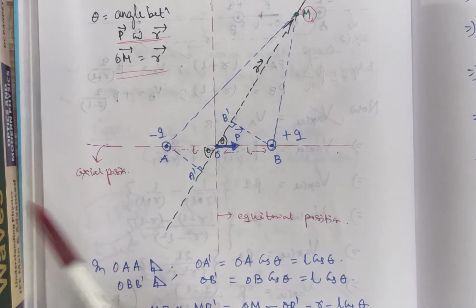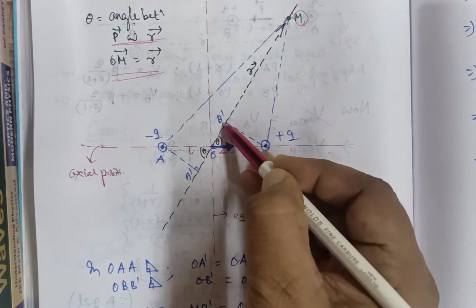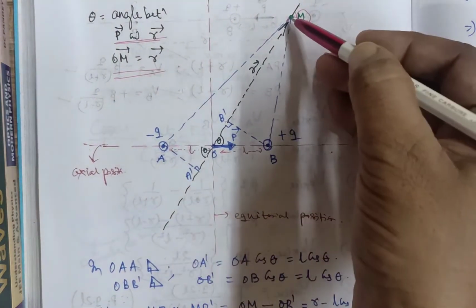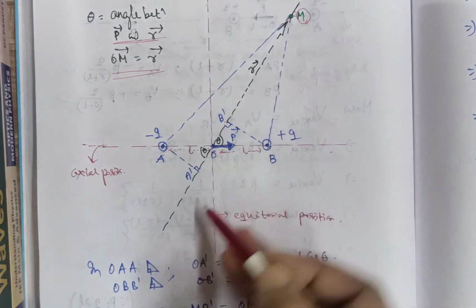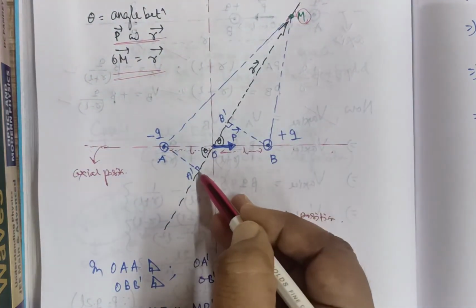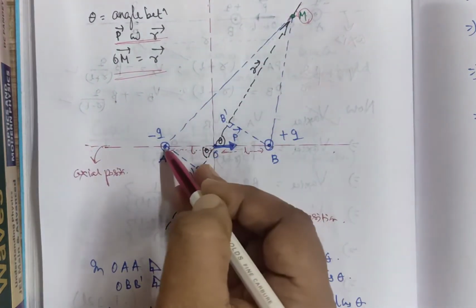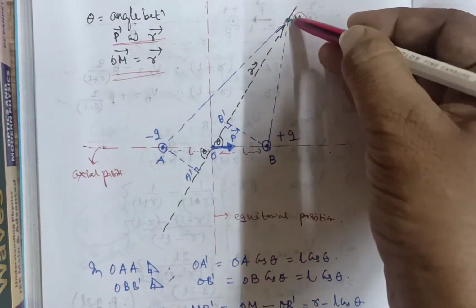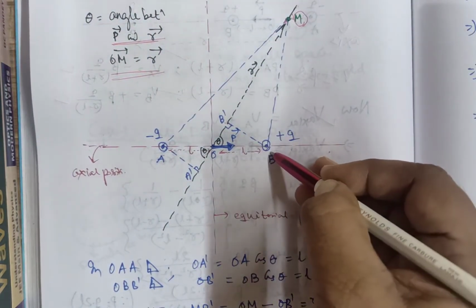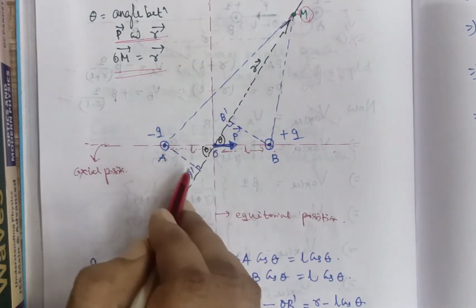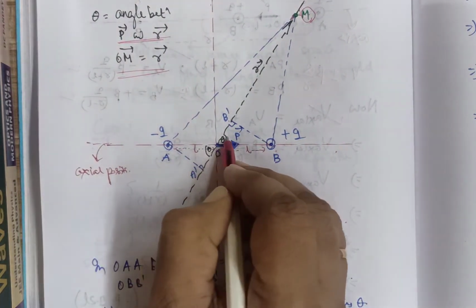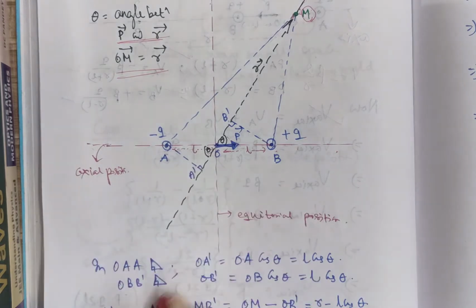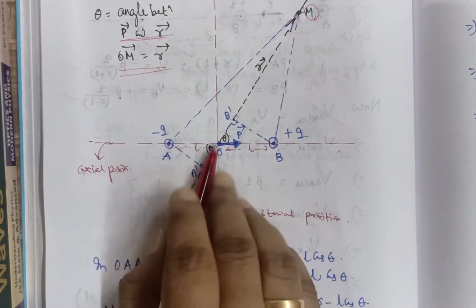So our aim is to calculate MB dash, whose value is the same as MB. Similarly, we have to calculate MA dash, which is very similar to MA. So our aim is to calculate MA and MB. For that purpose, we have drawn two perpendiculars here. As this is theta, its opposite angle is also theta. You can see two small right angles are there.